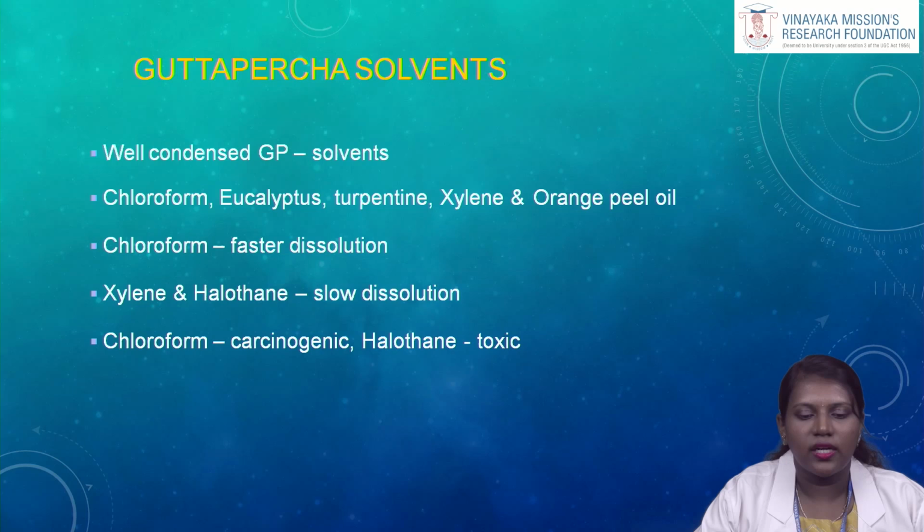These are the gutta percha solvents. Well condensed GP we have to remove with solvents such as chloroform, eucalyptus, turpentine, xylene, orange peel oil. Chloroform has a faster dissolution, while xylene and halothane have a slow dissolution. But chloroform is carcinogenic and halothane is toxic, so these are not used nowadays.